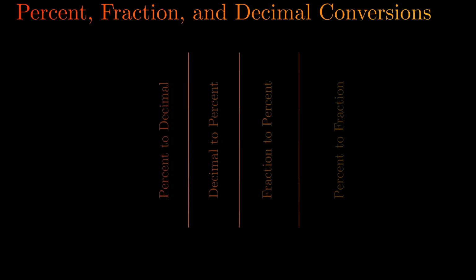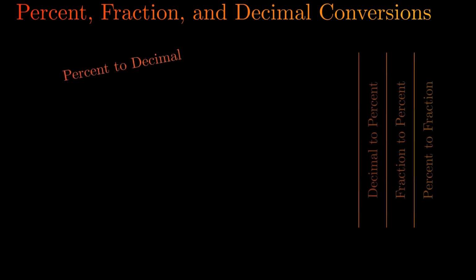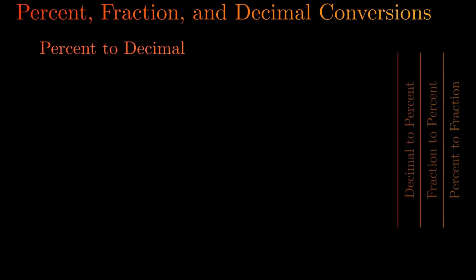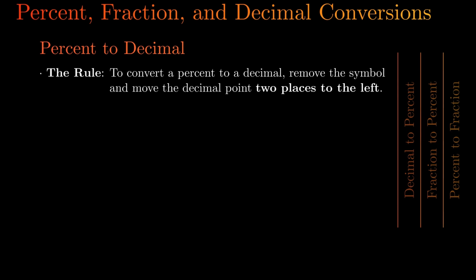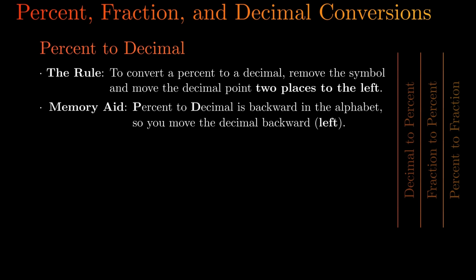Let's learn the moves. First, percent to decimal. To remove the percent symbol, we move the decimal 2 spots to the left. A fun way to remember this is alphabetical order. To go from percent to decimal, you go backward in the alphabet, so you move the dot backward, left. Example A. Take 75%. The decimal is hiding at the end. Move it left twice. Jump, jump. It becomes 0.75.